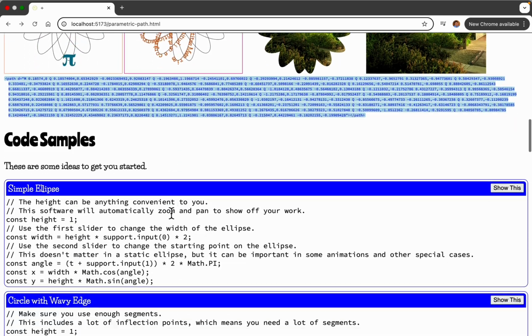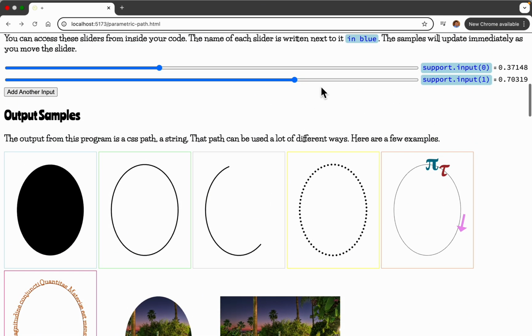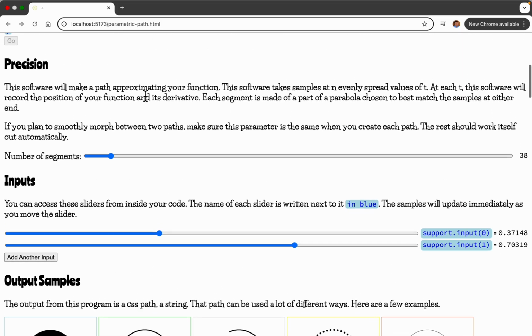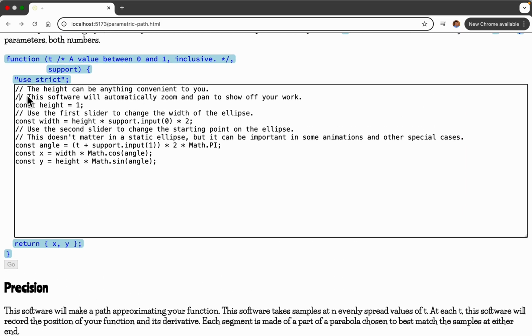Or let's try a simpler example. Ellipse. Let's not even use a slider here. Let's just say the width is always going to be half the height. And that's a comment if you don't know JavaScript. And const is just normal algebra notation. It says the width is going to be this, and you can't say width equals width plus 1. It just doesn't change.